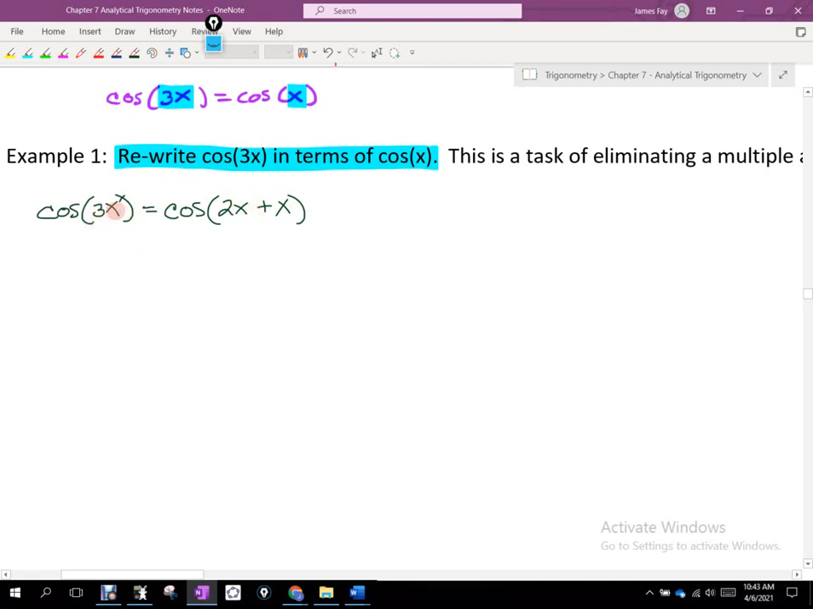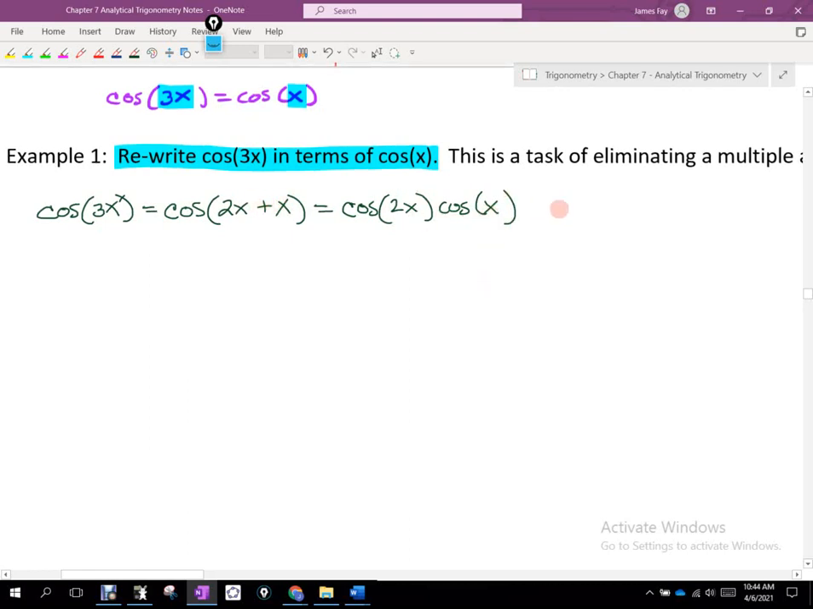But once we know cosine of 3x, maybe once we have cosine of 5x, it might be better to break it down to cosine of 3x plus 2x. It just depends on what we have at our disposal at that moment. That will make a logical sum here. But now that I have that, can we go off of what we learned in section 7.2 and say that cosine of 2x plus x looks like this? Cosine of the first angle times cosine of the second angle, right?